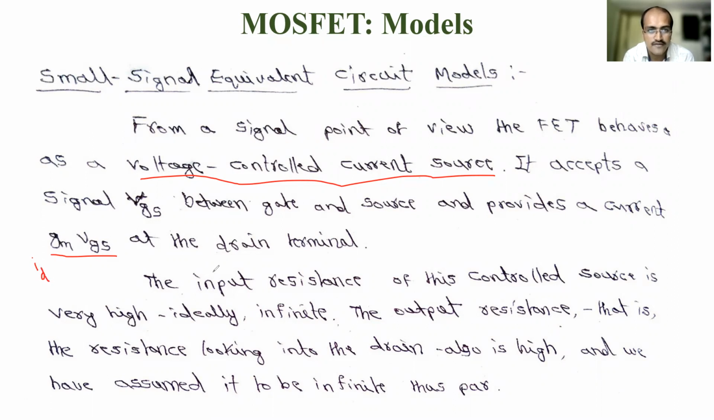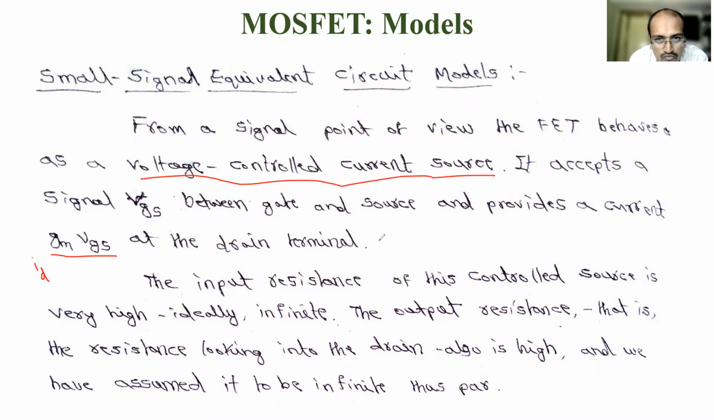The input resistance of this controlled source is very high, ideally infinite. We know in the MOSFET case, the RG value we have taken is in terms of megaohms, so normally in the model we consider it as infinite and it is removed. The output resistance, that is the resistance looking into the drain, is also very high. So in the ideal case, both the input resistance and output resistance are very high, and we assume them as infinite for now.